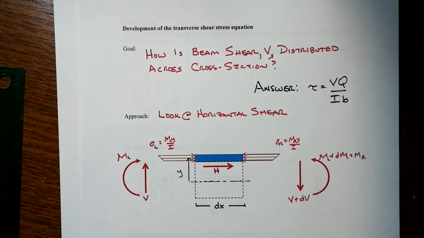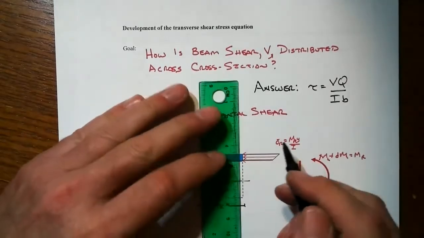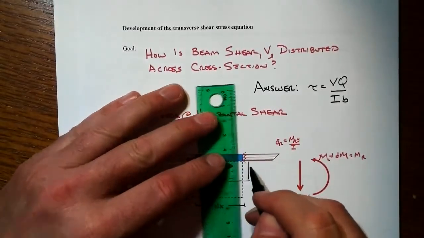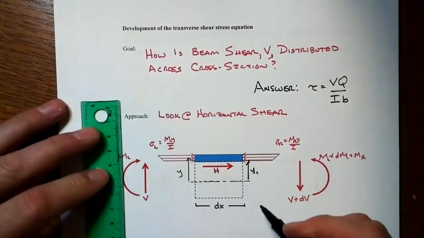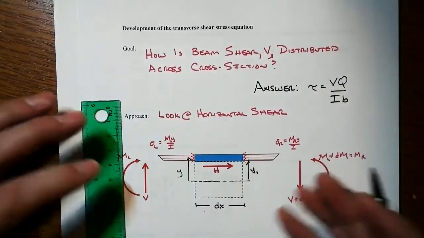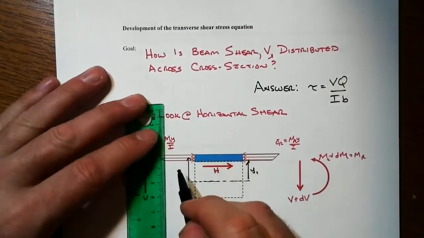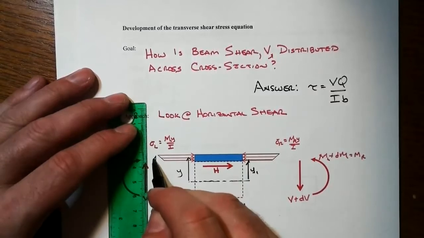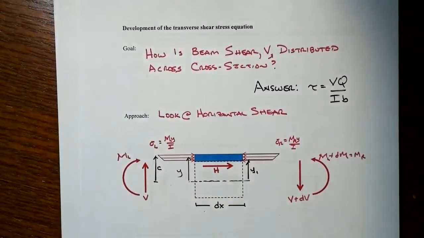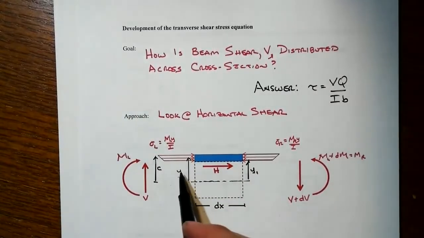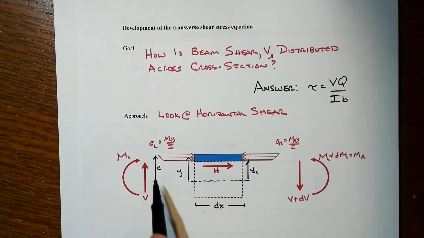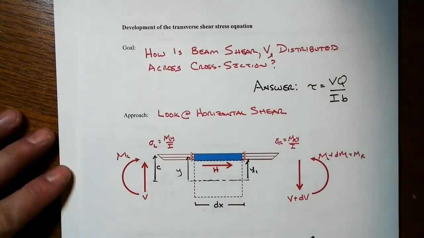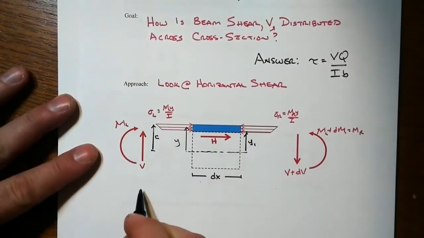Let's look at this even in greater depth. On both sides of this drawing, we're going to go up to a distance of y1. That's where we're starting. Y there is just some generic location. And then up at the outer surface, that's the Mc over I for the maximum. So this little y is running in between y1 and the c value. So let's look at longitudinal equilibrium.